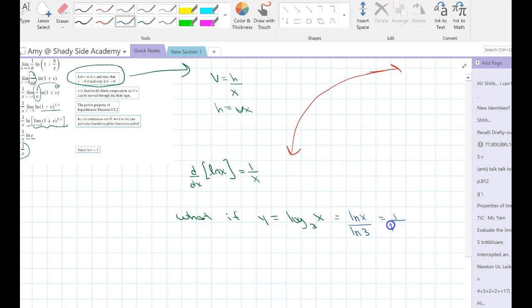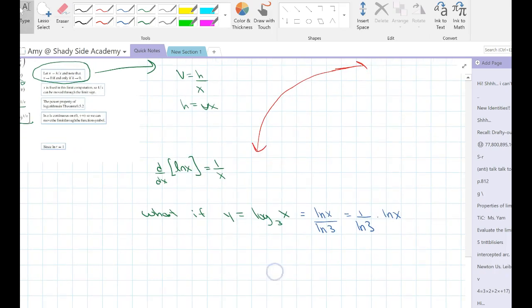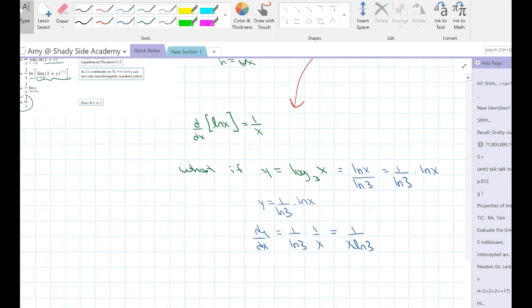And 1 over ln 3 is just a number, it's a constant, times ln x, right? So the question is, what is dy dx, where y equals 1 over ln 3 times ln x? Well, guess what it is? dy dx will just be the constant, 1 over ln 3, times the derivative of ln x, which is 1 over x. And you'll usually see this as 1 over x ln 3. So another derivative rule that we just derived here is this. The derivative with respect to x of any log base b of x will always just equal 1 over x ln b. Add this to our derivative rules.